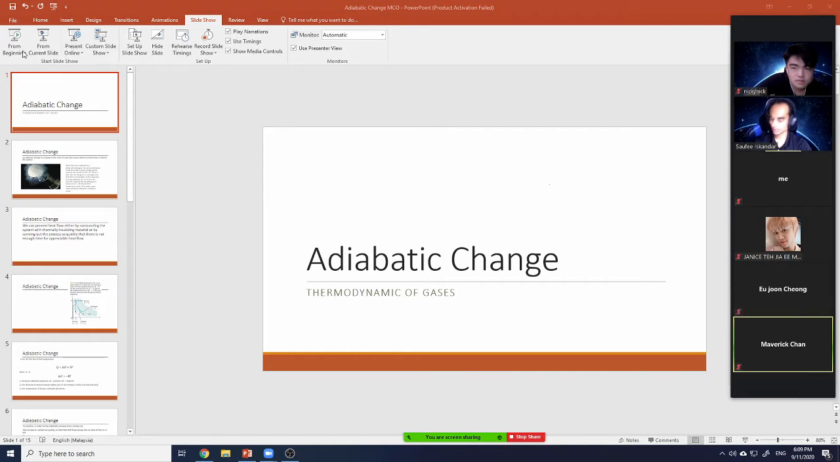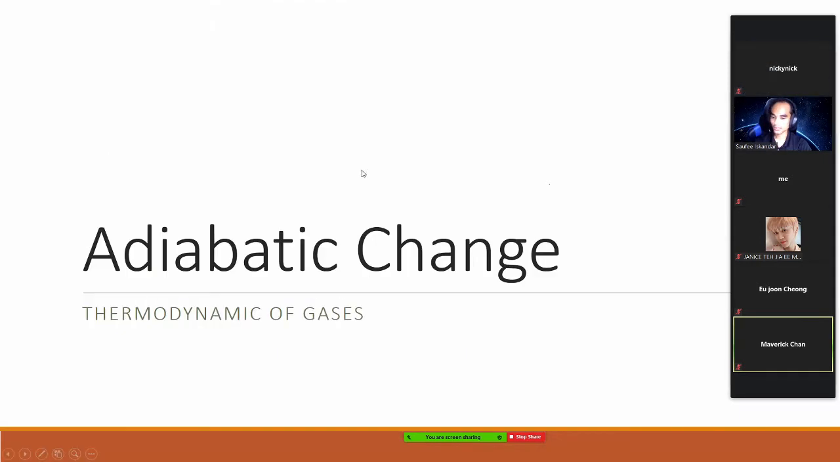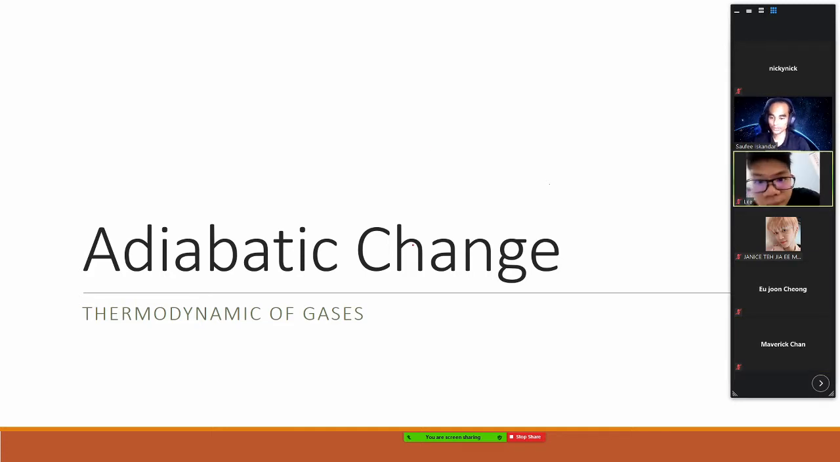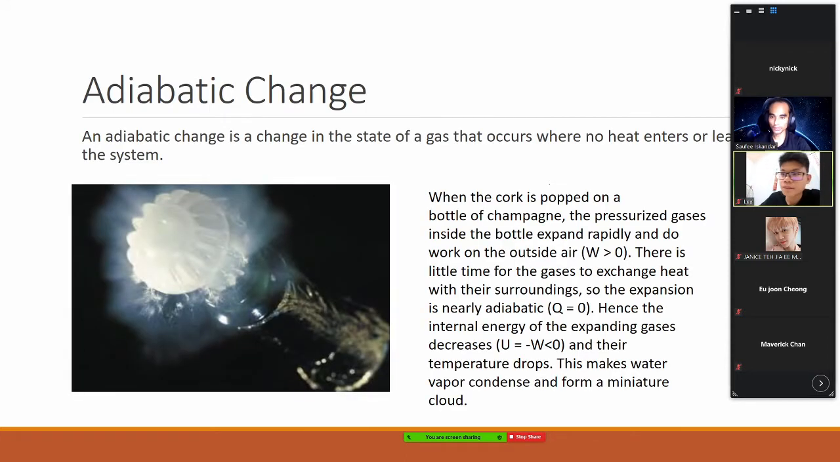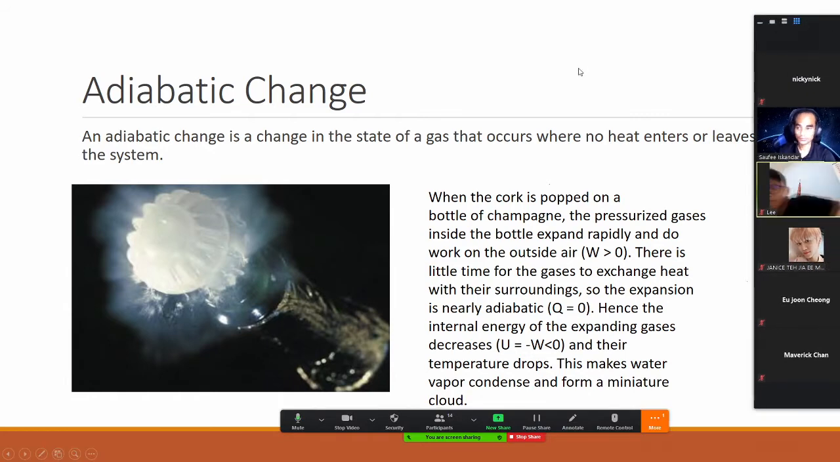We just stopped at the isothermal process. Now we're going to adiabatic changes. So what is an adiabatic change or process? An adiabatic change is when we have a state of gas where no heat enters or leaves the system.